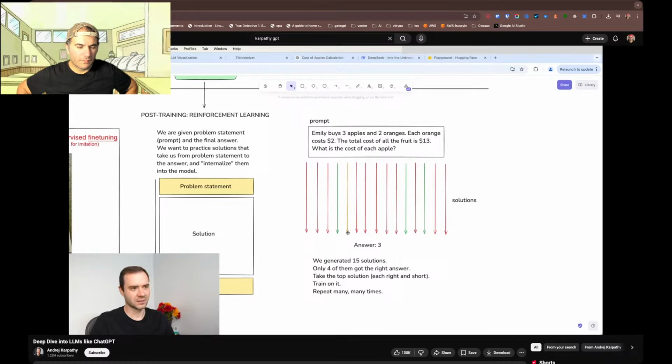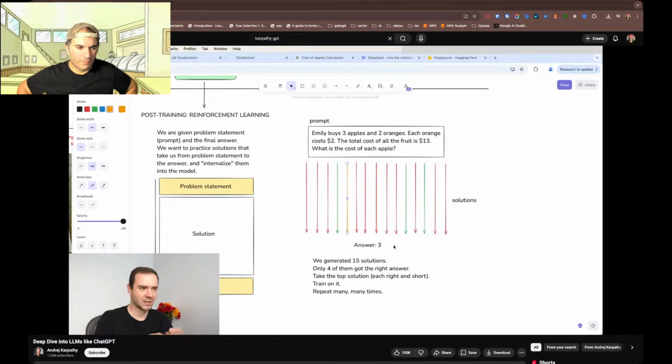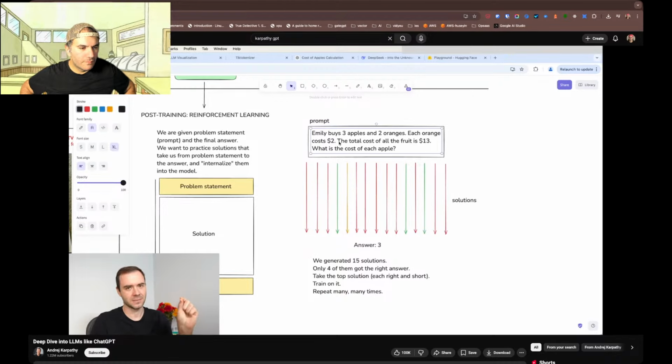This is the solution that not only led to the right answer, but maybe had some other nice properties. Maybe it was the shortest one, or it looked nicest in some ways, or there are other criteria you could think of as an example. But we're going to decide that this is the top solution. We're going to train on it, and then the model will be slightly more likely, once you do the parameter update, to take this path in this kind of setting in the future.